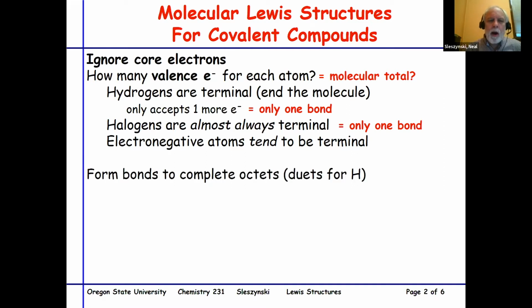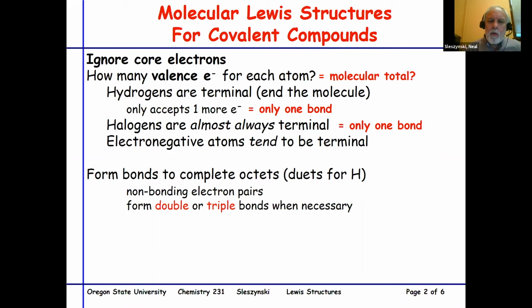When we form our bonds, we're going to try to complete octets, having filled out both the s and p orbitals, or a duet in the case of hydrogen. We will account for things like non-bonding electron pairs. We'll see examples of that as we go through and form our Lewis structures. We may be forced to form double or triple bonds when necessary, which means that we will share more than 2 electrons. In the case of double bonds, we'll share 4 electrons. Triple bonds will share 6 electrons.